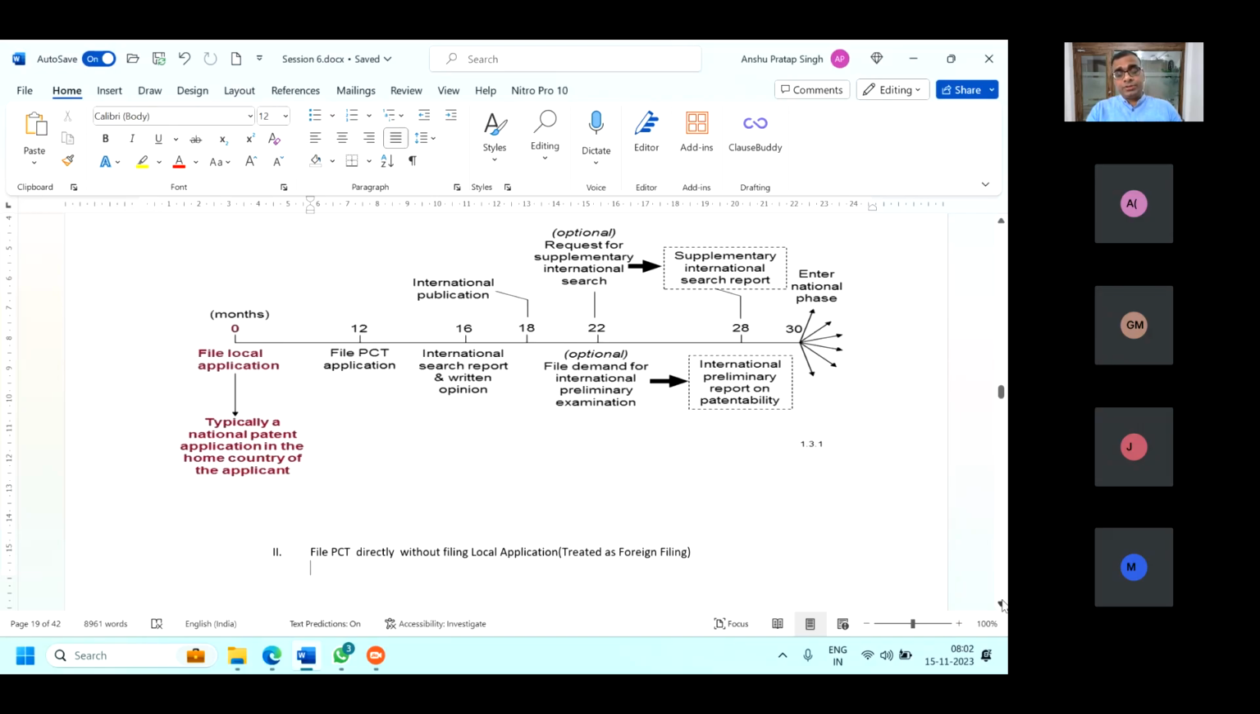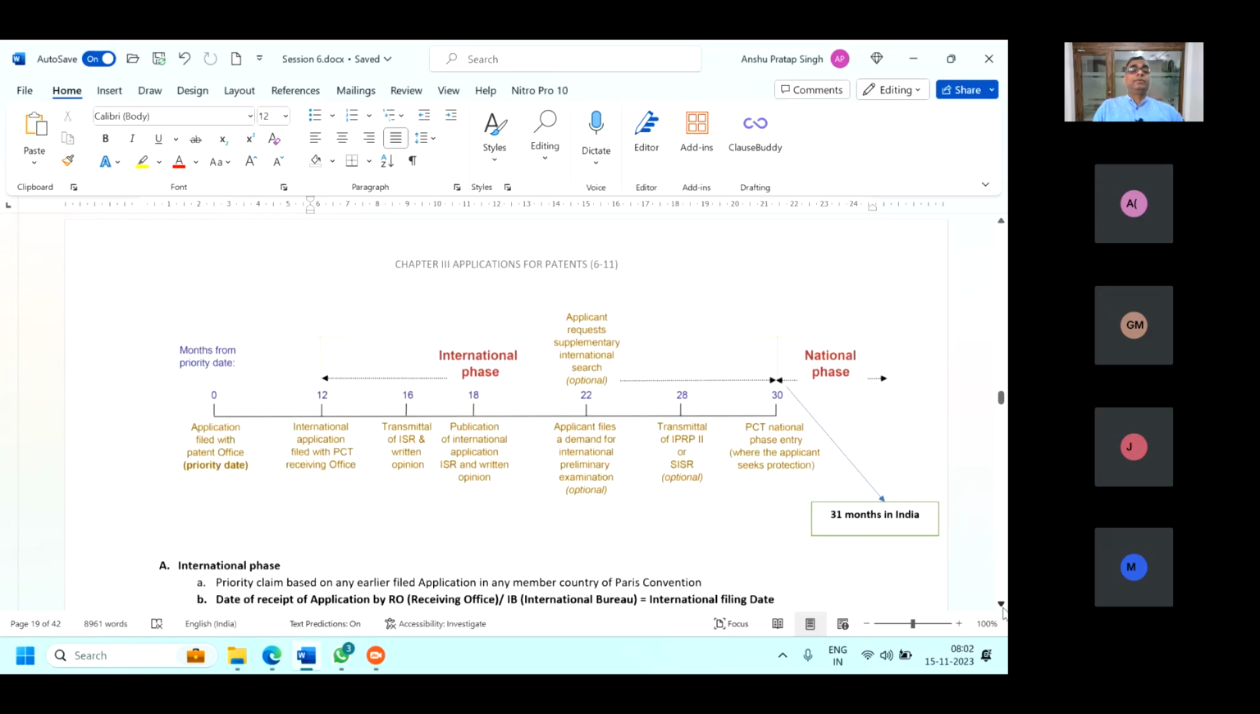Now, the question comes, very easy. I didn't file in India. Can I come back to India as a designated country? Yes, you can. So you file an international application as a PCT and come to India by following the 31-month route. You can come there.